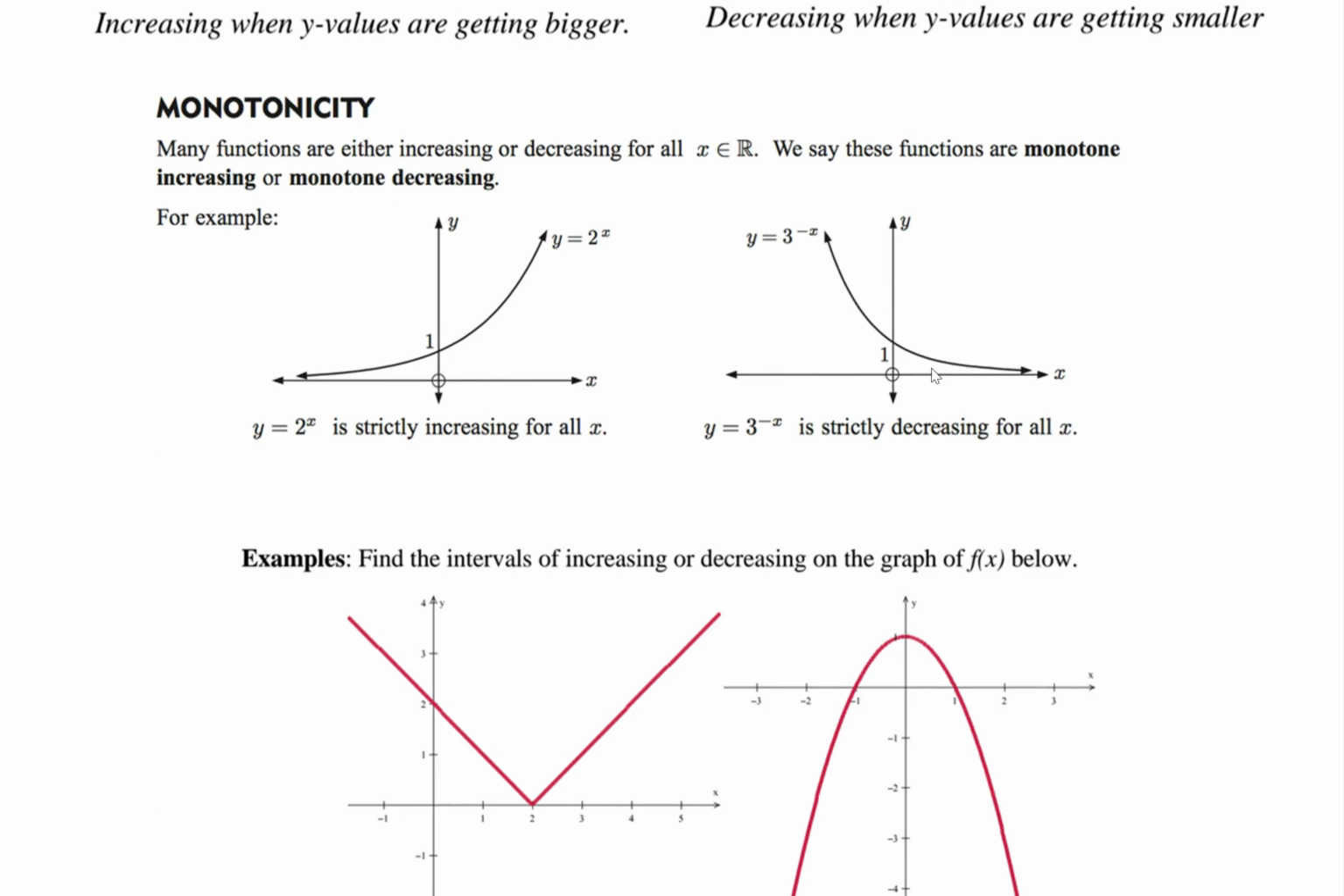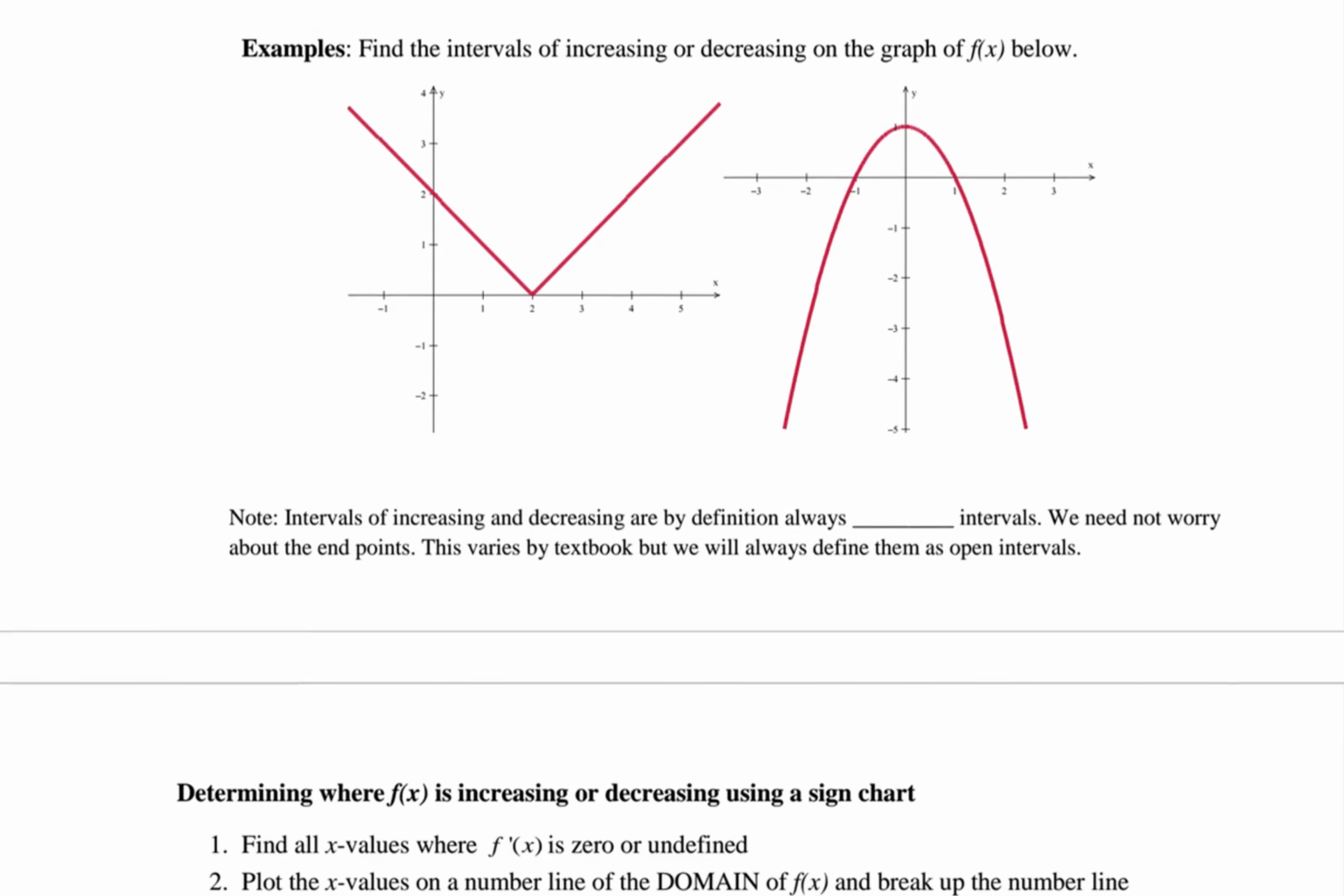Monotonicity, it's a fancy word you don't really care too much about right now, but mono means one, and monotonicity means it's only doing one or the other. It's either all increasing or all decreasing. So that's monotonicity. So anytime you have a thing that's going either one or the other, it's called monotonicity. So let's look at this graph here, right?